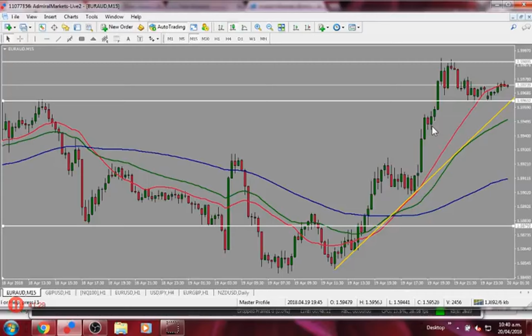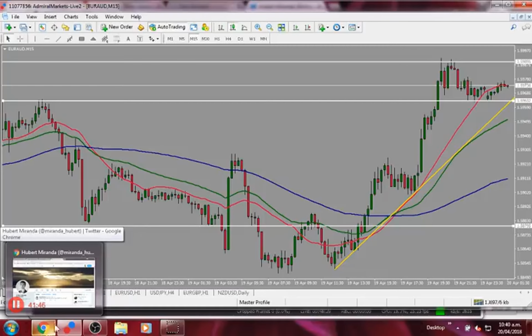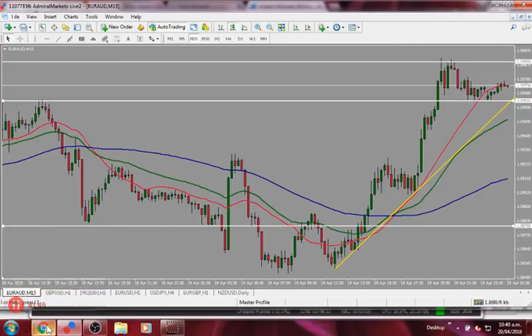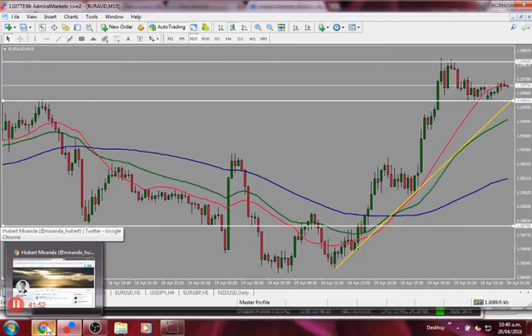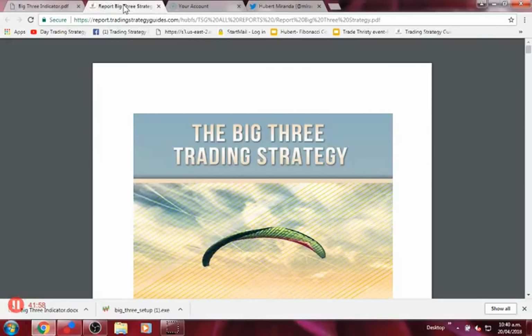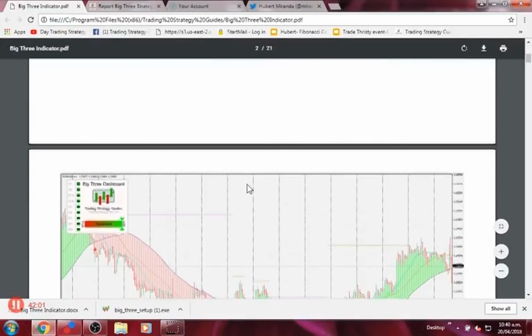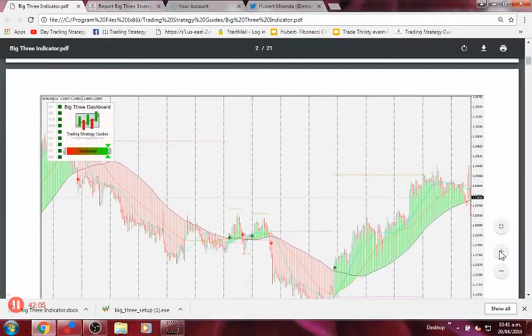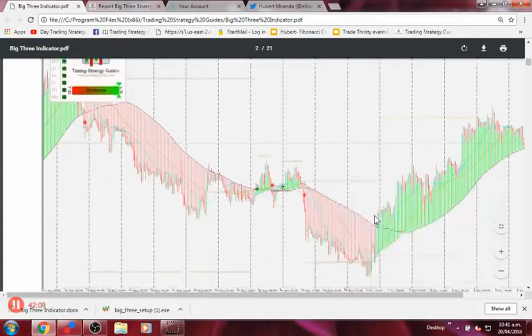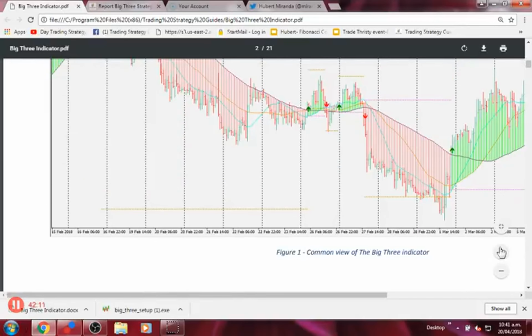Okay, so there are a couple of questions about the Big Three indicator itself. Obviously, what Trading Strategy Guides have developed is, I'm showing you how to do this manually with the three moving averages, but they have actually developed an indicator that's really handy, because it uses these moving averages but gives you a much easier visual sense of how this works. Let me just show you this quickly. Where are we here? So that indicator, what it will do, I hope you can see that clearly enough.